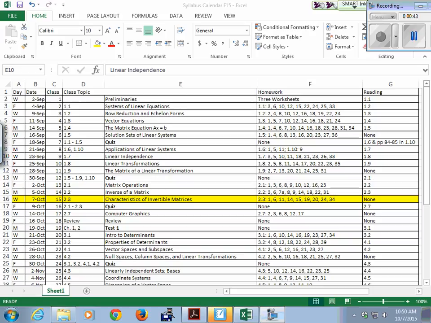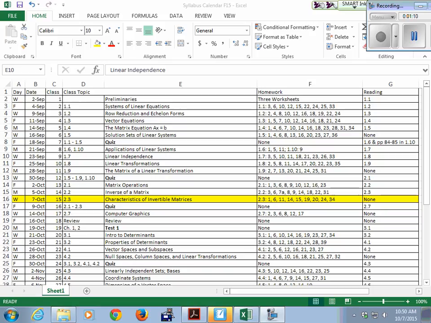Okay, so let's take a look at the syllabus. I just want you to notice that Friday, our next class, is a quiz. It'll be a group quiz and an individual quiz. And then after that, there's no class Monday, anywhere on campus. Then I'll see you Wednesday. We're going to talk about an application of all this stuff: computer graphics. Then we've got a review class and then test 1.